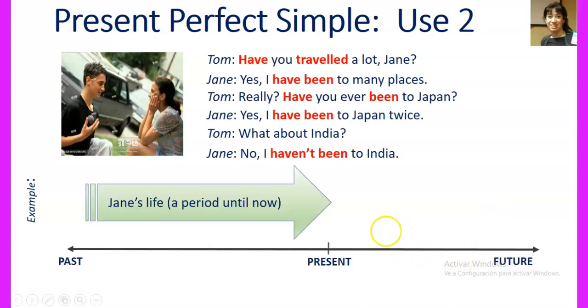Again, if I consider a timeline, we can say that Tom all the time was asking Jane questions about her entire life. So since she was born until now, whether she had visited Japan or not, it was not important to remember exactly when she did visit Japan, for example. What is important is that she visited Japan and that in fact she was there twice.